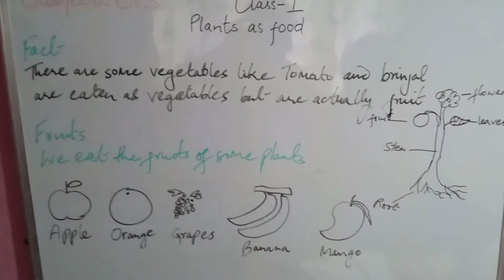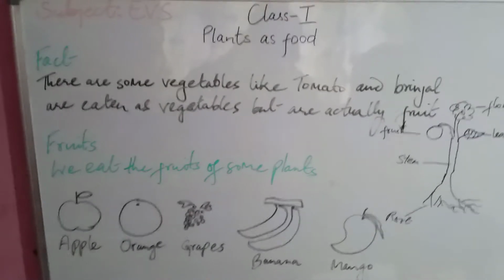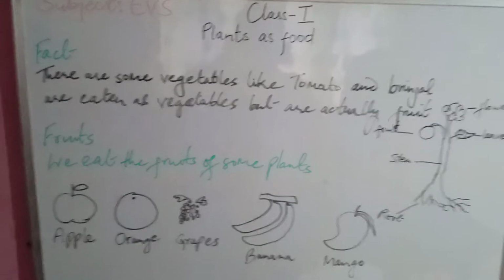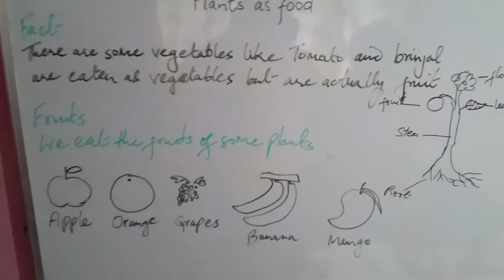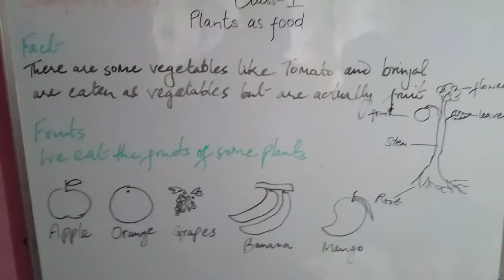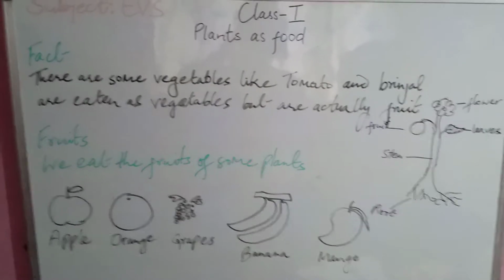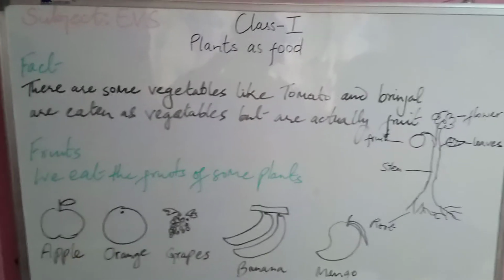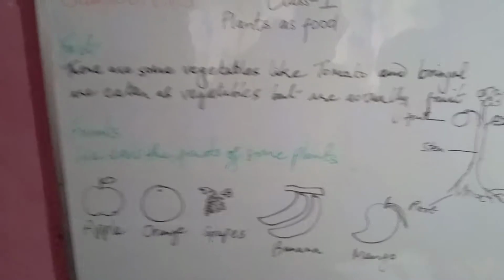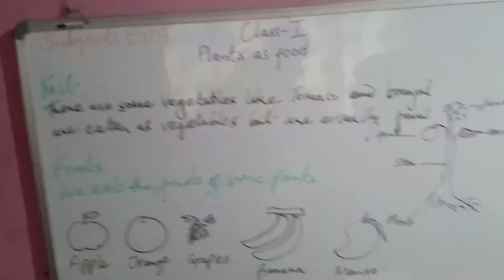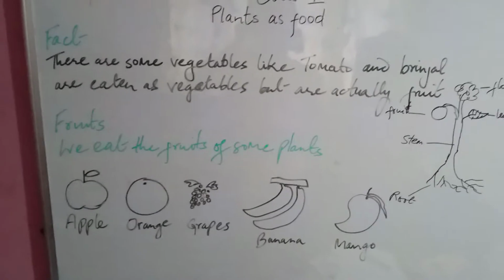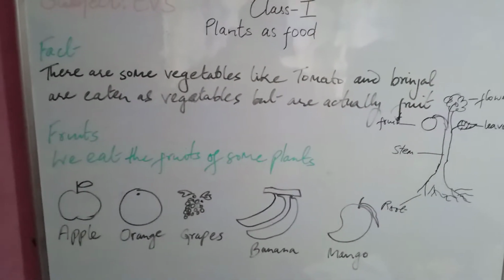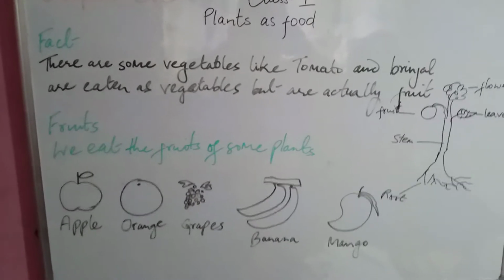So what you have to do is collect more interesting information about the different types of fruits we eat. It could be strawberry, blackberry, cherry, pineapple, and there are a lot more fruits which we eat. So you have to find out those fruits and write them down in your notebook.